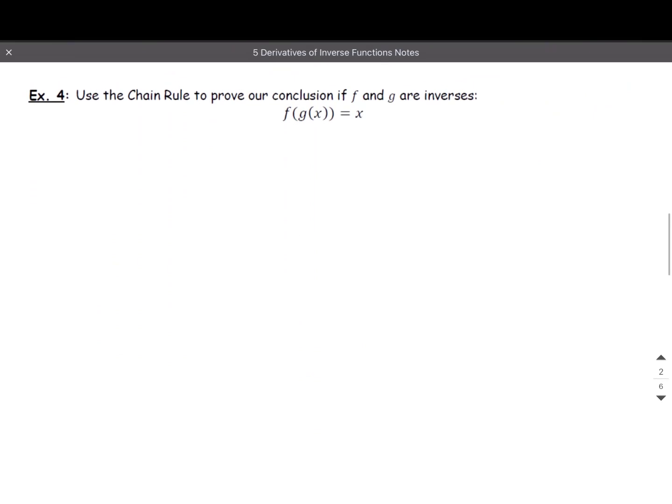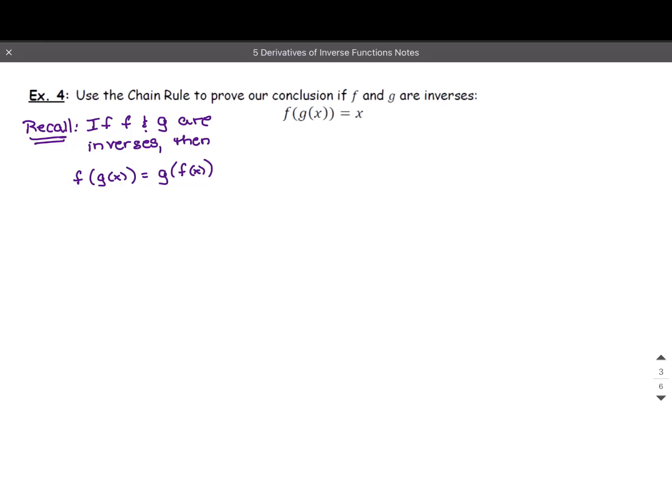Okay, so now we're going to use our chain rule and we're going to prove it, that we found by an observation. Now we're going to try to actually prove it. Before I prove it, I want to make sure you remember something. Recall that if f and g are inverses, then the composition f of g of x is the same as the composition g of f of x, and both of them equal x.